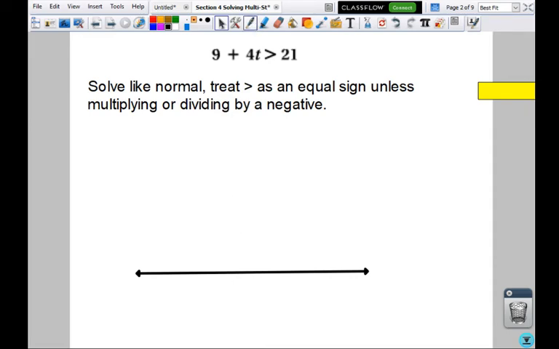Why do we have such a small box? Oh, because you just had to write negative. Yeah. So I'm just going to write the problem a little bit bigger here. I have 9 plus 4t greater than 21. So I need to go through and I need to get the t by itself. But it's basically solving for t unless I divide by a negative.